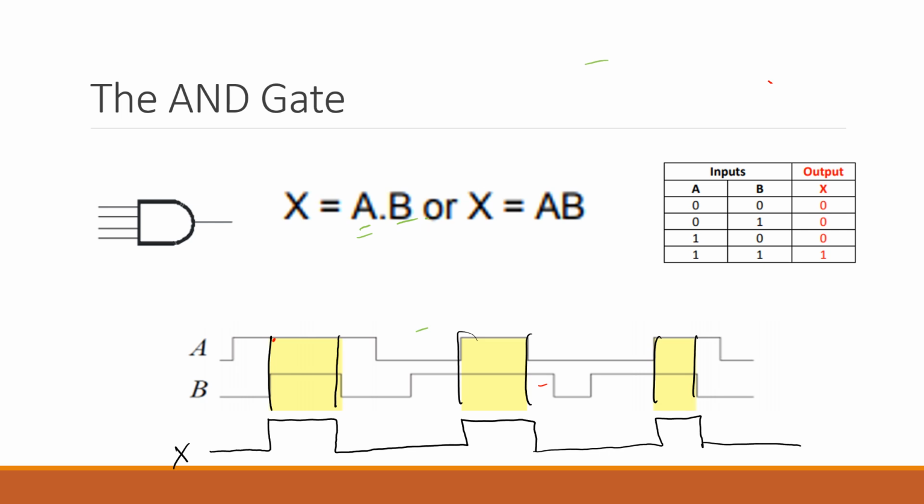Is it clear or not? A and B both high will be only the highlighted parts, the yellow highlighted areas. For the other ones, if either one is low, the output is 0. So your output will be 1 only when both are 1. Is it clear or not? Okay, can I move on?